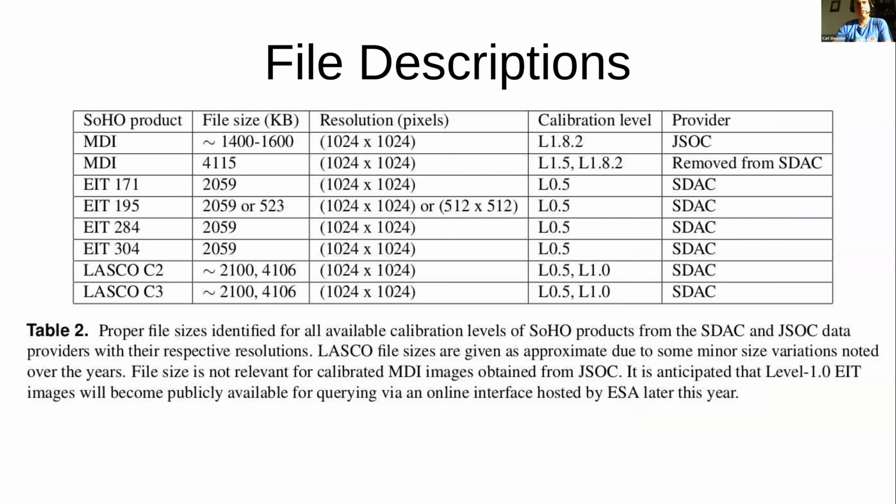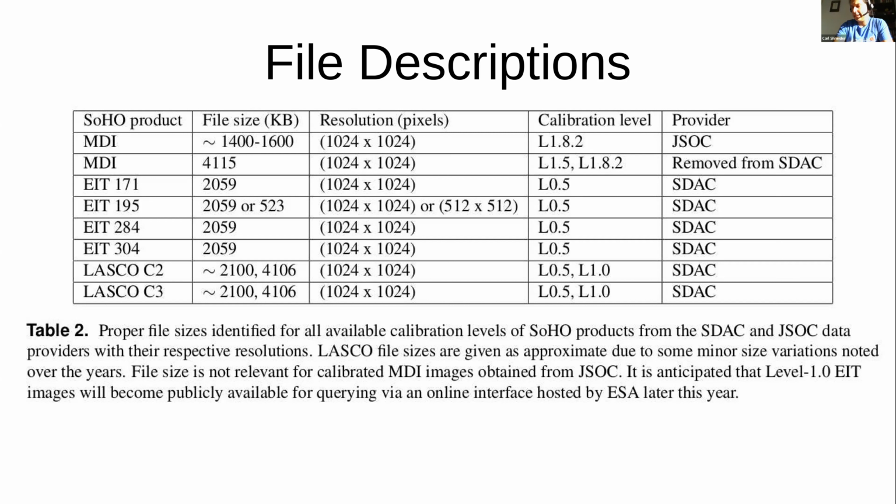So these are the file descriptions. MDI used to reside on SDAC, and then it was moved to JSOC. Each of these SOHO products comes at different resolutions as well. So the EIT 195 is notably also at 512 by 512 pixels. And these are the good resolutions, meaning that if one goes and manually inspects the Virtual Solar Observatory, one will find each of these products available at different sizes. If these sizes are different from these, then those images, in my experience, are not good to work with.